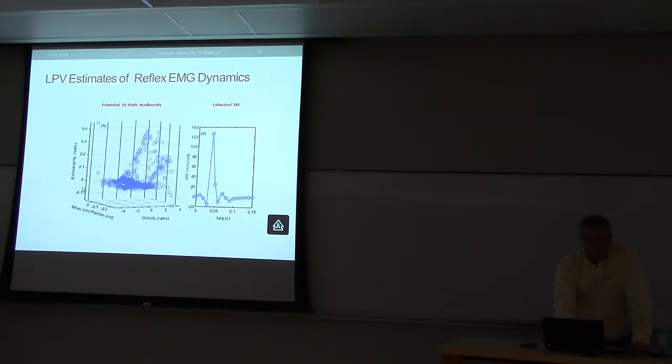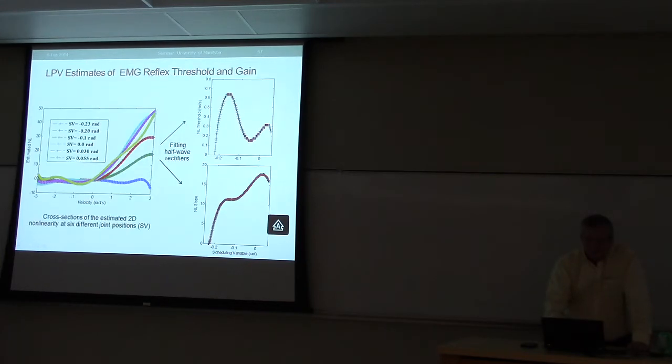And here is a picture of the static nonlinearity as a function of velocity on one hand and mean joint position on the other. I understand that's probably difficult to follow, but basically we can go through and take slices through this as a function of different positions. And what we can see is two things are happening as we change the position. The slope of the nonlinearity is changing, which means that the gain is changing. And in addition to that, it appears there's a change in the threshold point.